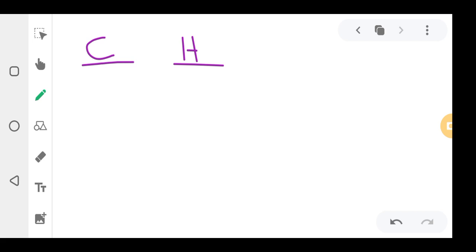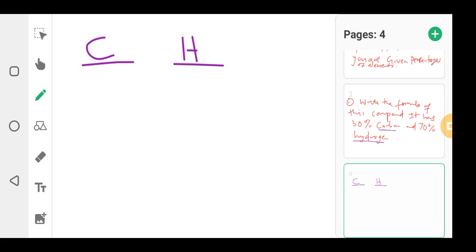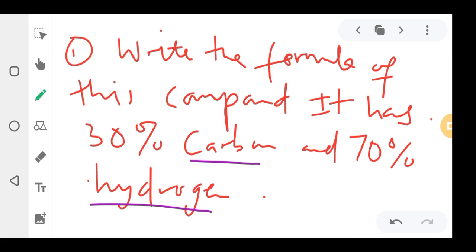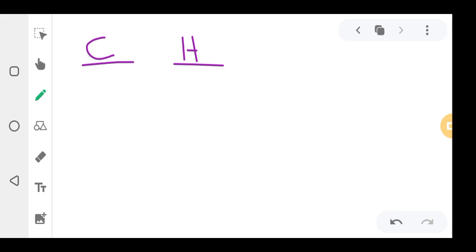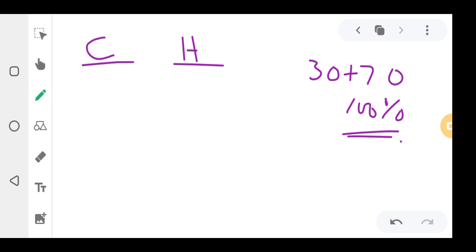And first, you also add the percentages. You ensure that the percentages add up to 100. First, you add this 30 and that's 70. If they add up to 100, you can proceed. If they don't add up to 100, there's a different way of solving it. So 30 plus 70 is 100%. So it means it's possible for us to solve this.